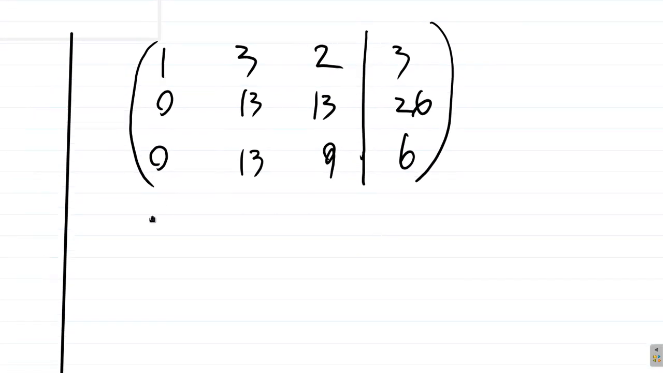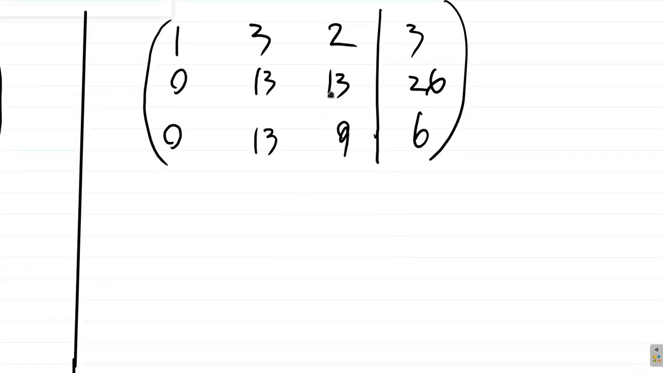Now we want to change row 3. So row 2 minus row 3. I didn't say row 3 minus row 2 because row 3 has smaller numbers and I don't want too many negatives. So I use the bigger number minus the smaller number. Row 2 minus row 3 gives us our new row 3. So we're going to change row 3 alone.